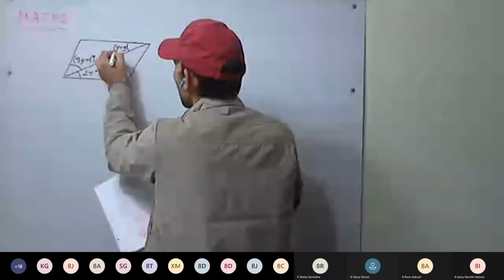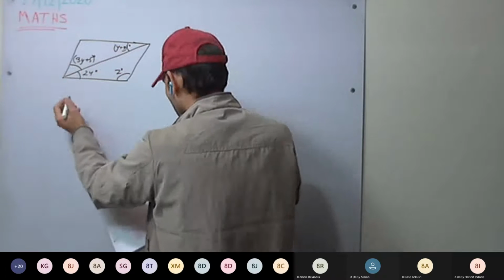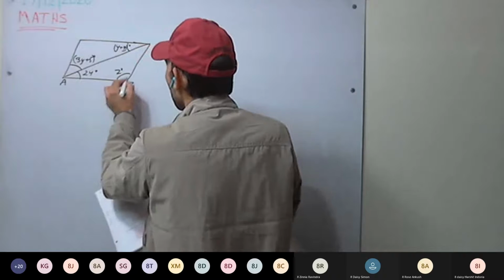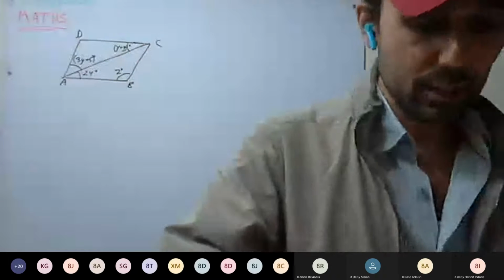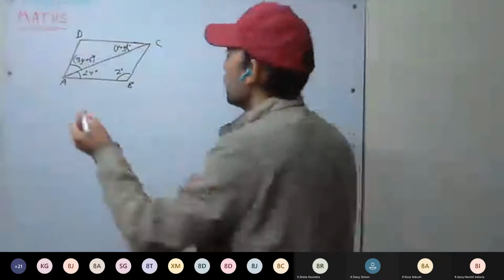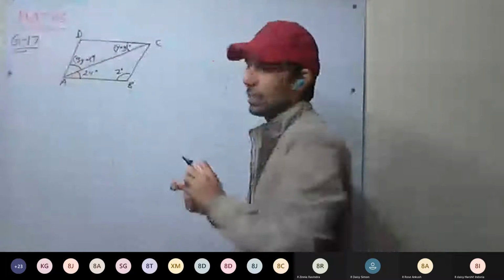Y plus 9 degree. And here we have the Z. Remaining sides we have already calculated: A, B, C, D. Now see here we have to calculate. Page number G17. So first find G, then 17.